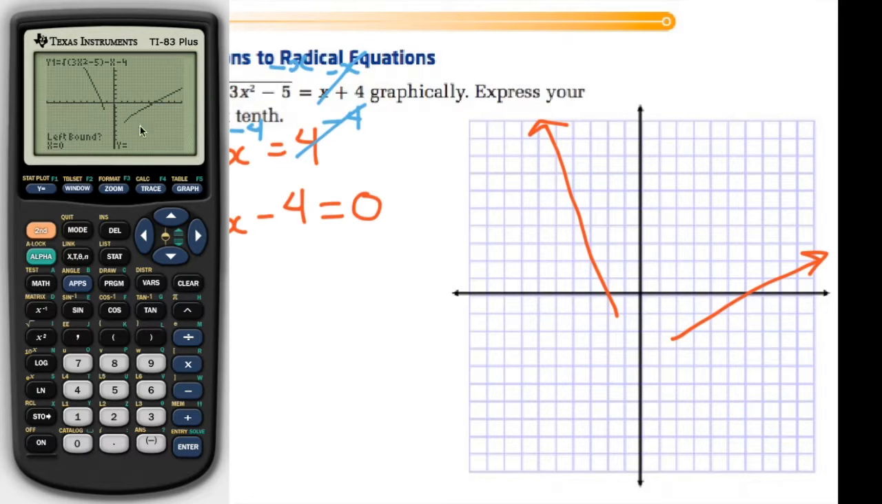Now the cursor is nowhere on the screen, but the piece at the bottom of the screen tells us where it is. It's at x equals 0, which is right here. There is no graph at that point, so the cursor won't be on the screen. Let's say I want to find this x-intercept on the left. I'll just move the cursor back until it shows up on the graph.